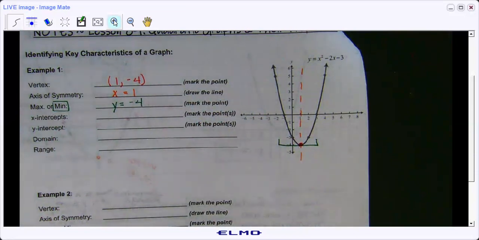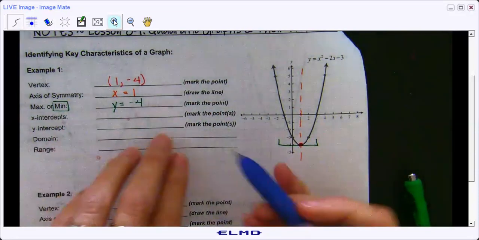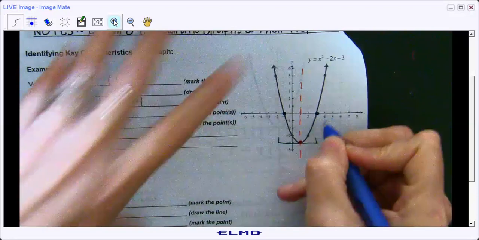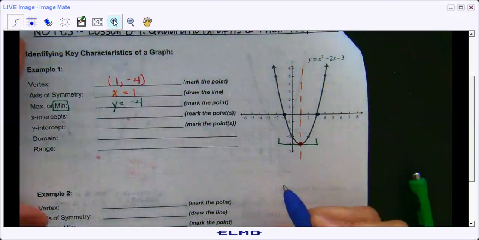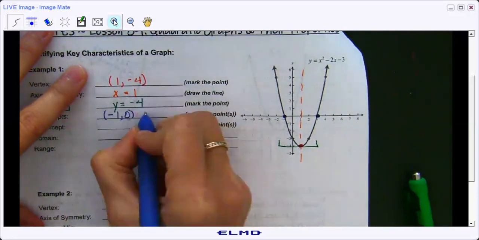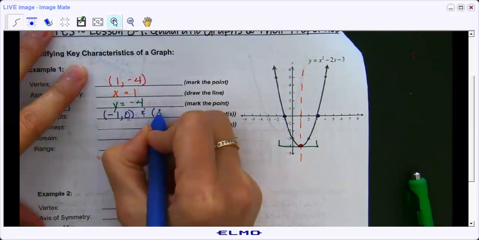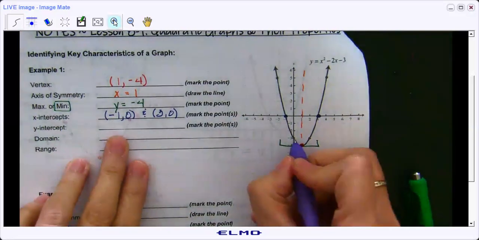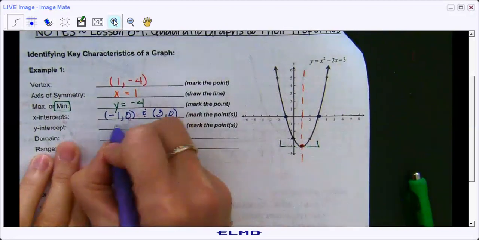Okay, these are easy, right? Where does it cross the x-axis? Where does it cross the y-axis? Okay. So our x-intercepts, we're supposed to mark the point, are here and here. And we're just going to write those ordered pairs out. So we have -1, 0 and 3, 0. Okay, what about our y-intercept? Yeah, 0, -3.